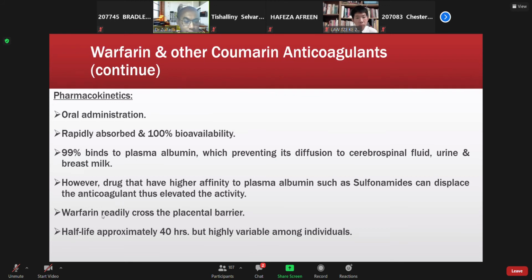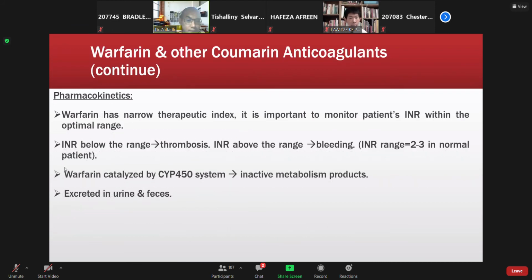Warfarin readily crosses the placental barrier, so it must be used with caution if the patient is a pregnant lady. Unfortunately, warfarin has a narrow therapeutic index. So it is important to monitor the patient's INR within the optimal range. Please find out what INR is.